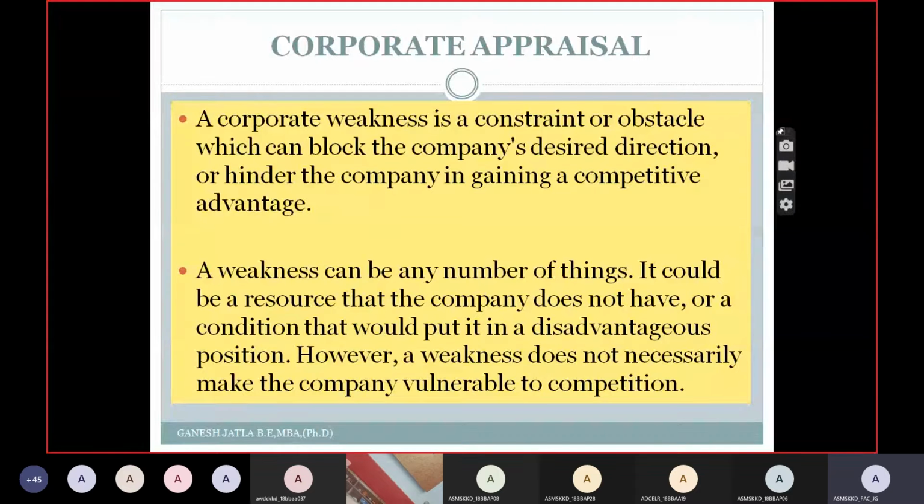So it can be a resource that company does not have. For example, you may not have a good labor force. So that is generally a human resource. You may be lacking human resource. Sometimes you may not have proper sufficient funds in your organization. That is financial, what we call as lack of financial resources. And next is you may be having a poor technology with you. So this is another problem to go further in the market. So these are the aspects generally you take into consideration.